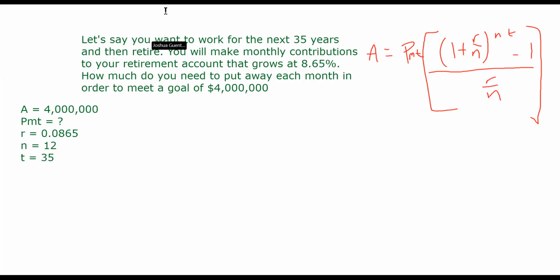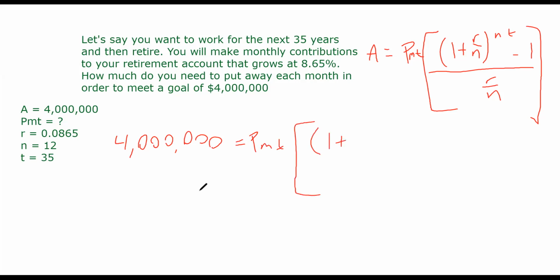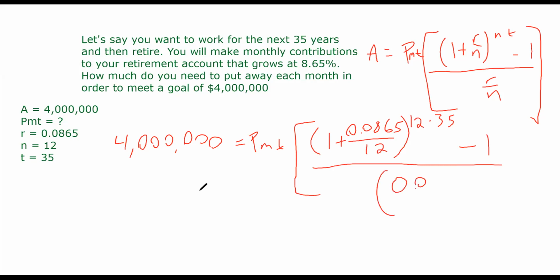So anyway, what we're going to do is just barf things into the formula. 4 million is our A, so 4 million equals the thing we don't know, PMT, times (1 plus 0.0865 over 12) raised to the 12 times 35 power, minus 1, all over 0.0865 over 12.